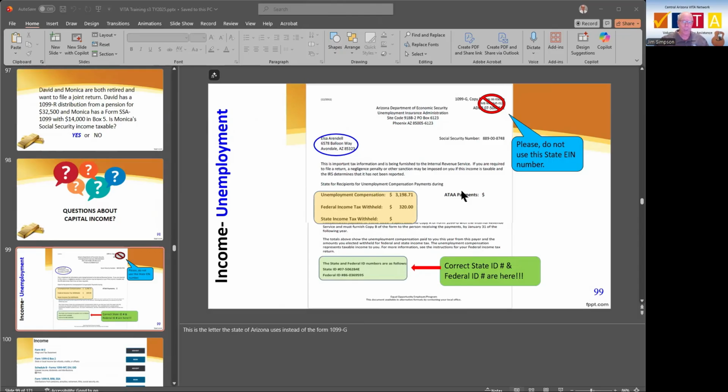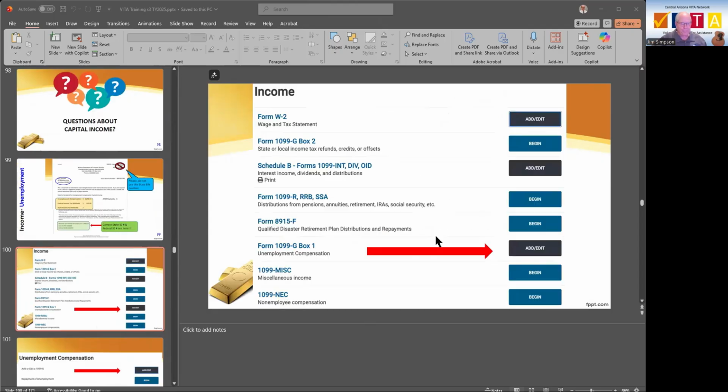And here in Arizona, they don't really give you a 1099-G. They give you a copy of it, a 1099-G copy that's got all of the information that you need to put in here. For all of you Arizona attendees that are watching this, what you want to be careful of here is don't use the EIN numbers up above here. Use the ones down here in the lower left. It says the state and federal ID numbers are as follows. So here's where you would go enter them.